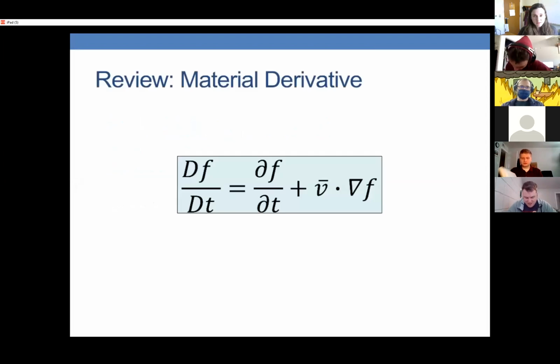Just as a review, we started talking last time. We talked about Eulerian versus Lagrangian descriptions of the fluid. Would somebody, let's say Connor Anderson, hey Connor, would you give us a brief description of the Eulerian versus the Lagrangian ways of viewing the fluid?